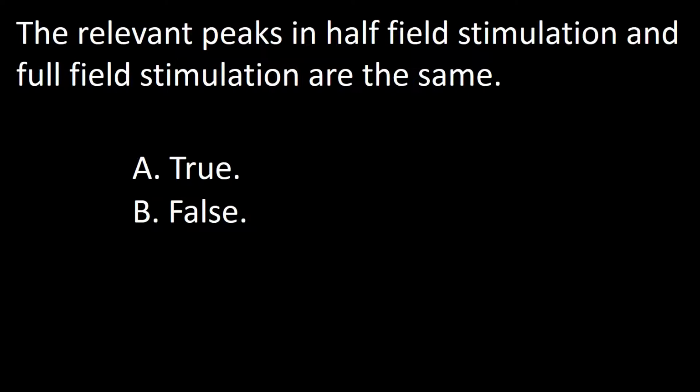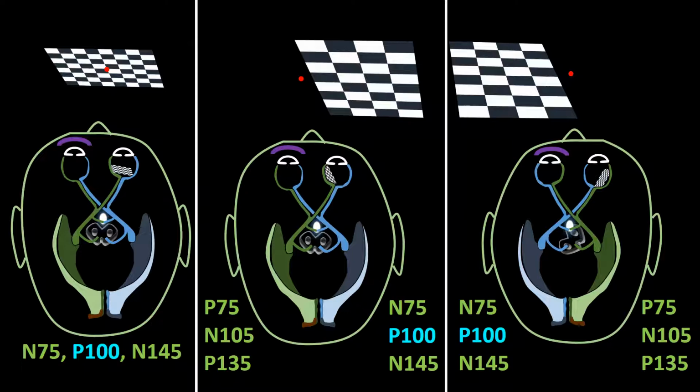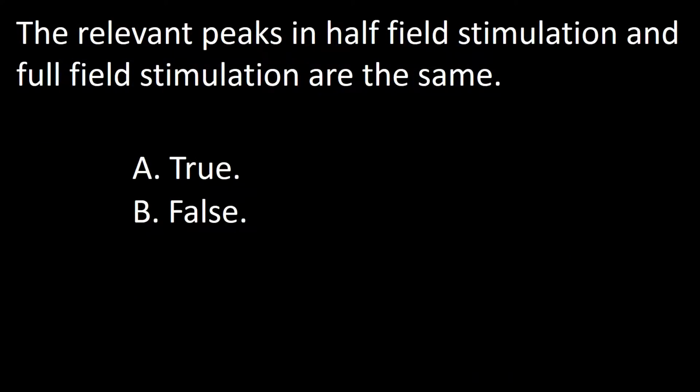Next question. The relevant peaks in half-field stimulation and full-field stimulation are the same. Visual evoked potentials are also called the P100 test for a reason. The reason is that in most instances, the only relevant peak is P100. So the answer to this question is A.